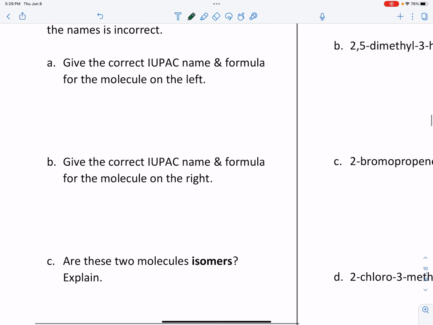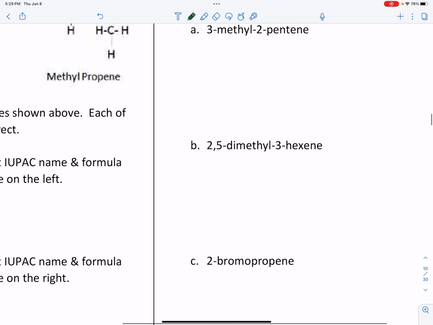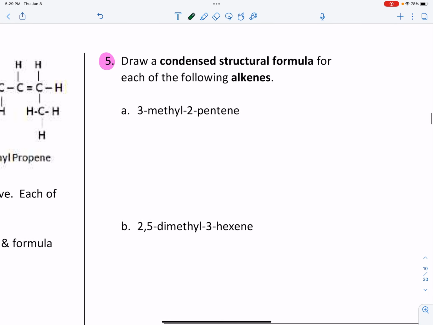Okay, I'll leave question 3 for you. I'll leave question 4 for you. Let's take a look at question 5. We'll now draw some molecules. It says draw the condensed structural formula. For the sake of time, I'm going to change that and just draw the bond line formulas. They're a little bit faster and easier.